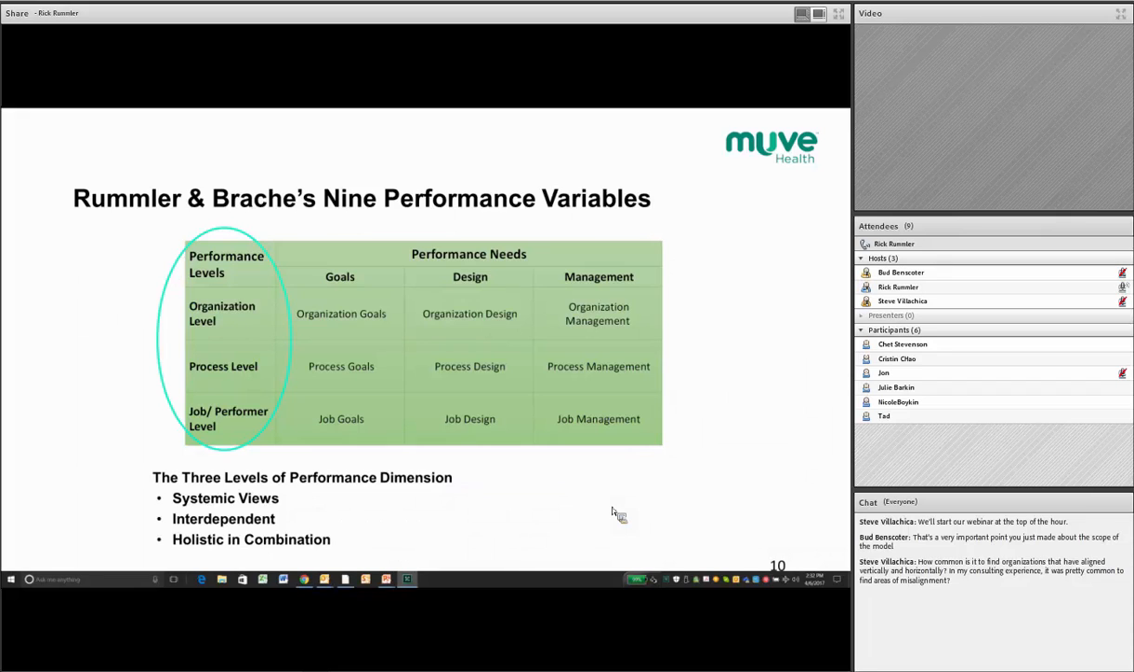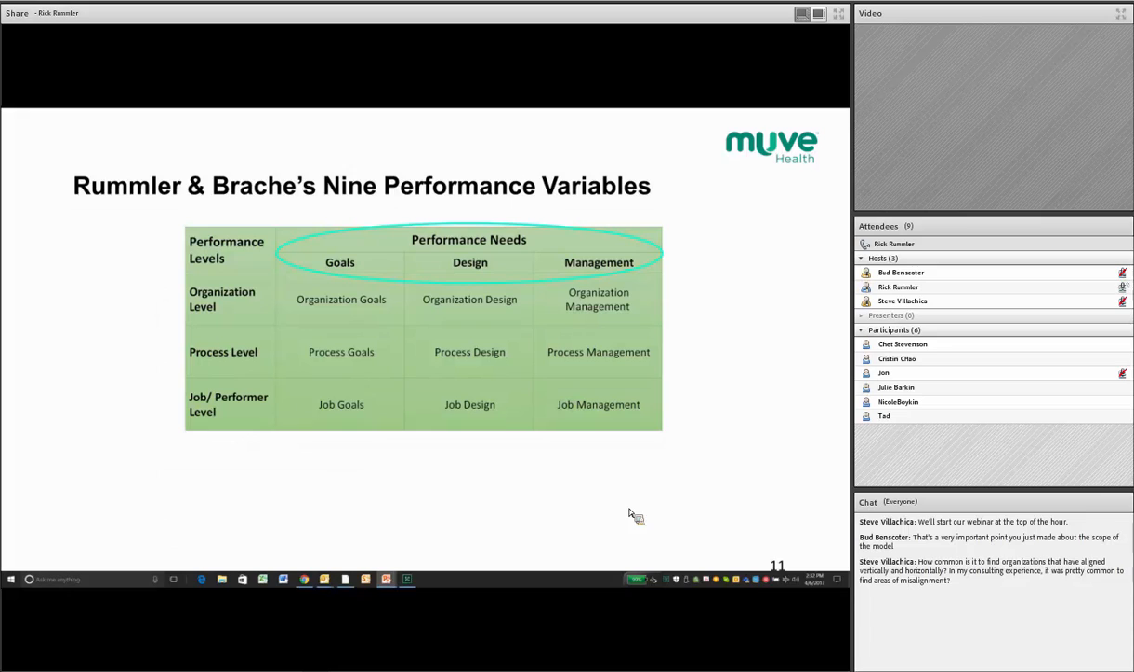And then the other part is, jumping ahead, let's see if I can do this. Here we go. It's on the performance needs. Here it's the goals and the design and the management, and we tend to look at it as, well, that's goodness, right? That there should be clear goals and there should be a clear design and there should be management that closes the loop on that and assures that we're a guided missile as opposed to an unguided missile when it comes to performance.